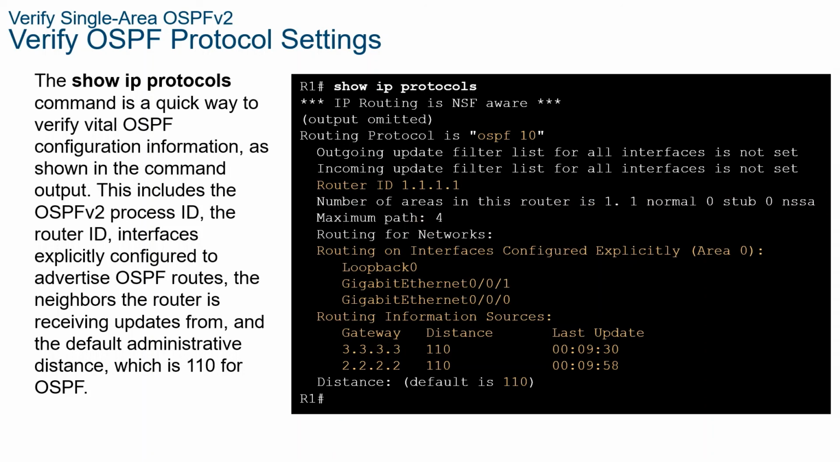Okay? So the show ip protocols command is a quick way to verify vital OSPF configuration information. So this includes the OSPF version 2 process ID, router ID, interfaces explicitly configured to advertise OSPF routes, the neighbors the router is receiving updates from, and the default administrative distance, which is 110 for OSPF. All right? So the default administrative distance for static is 1.